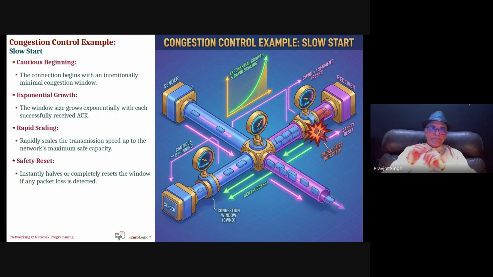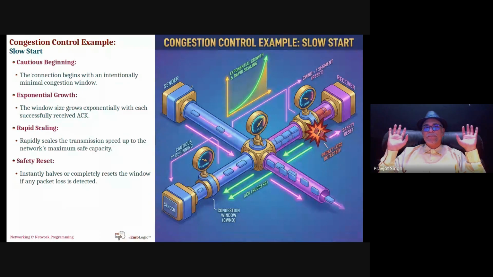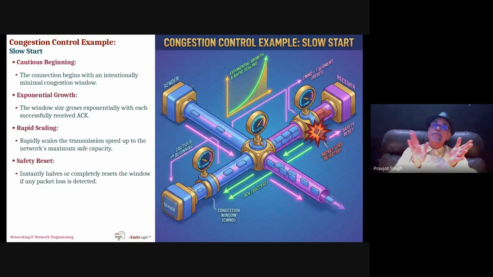Slow start provides an absolutely excellent example of TCP congestion control. When the connection is established, in the beginning, what happens? TCP intentionally starts with a drastically restricted congestion window. You said n, okay, I'll start with n by 2, allowing only a single segment to be actively transmitted. Sometimes the window size is only 1 in the beginning.